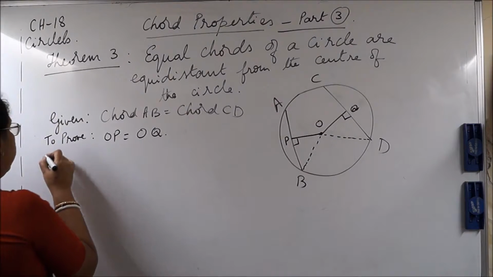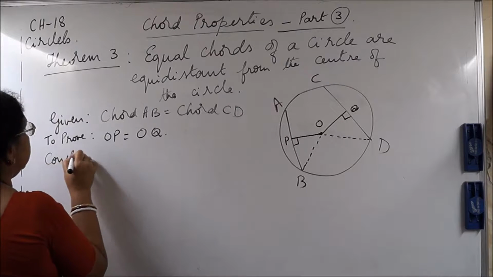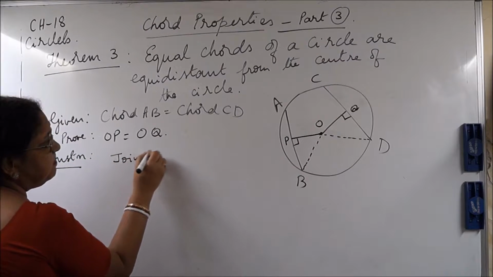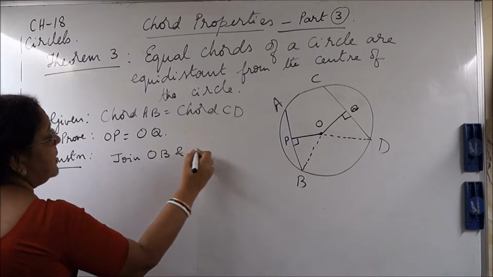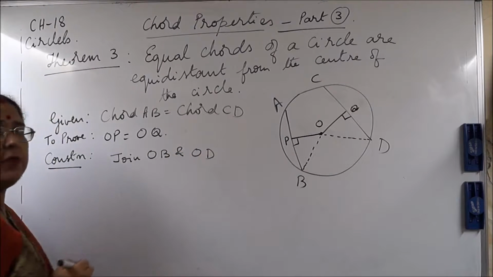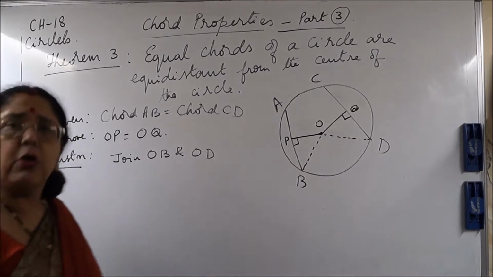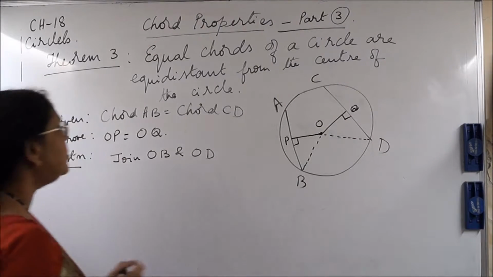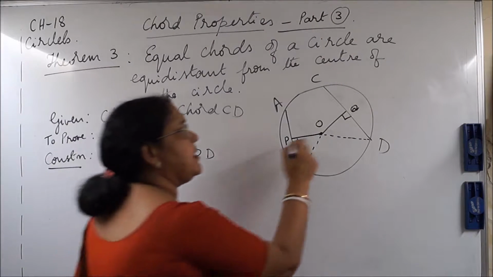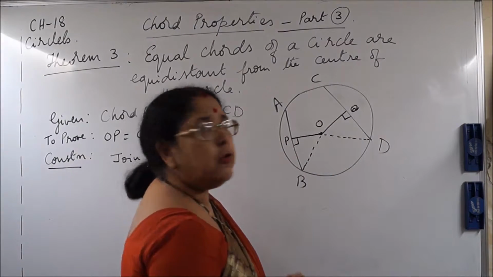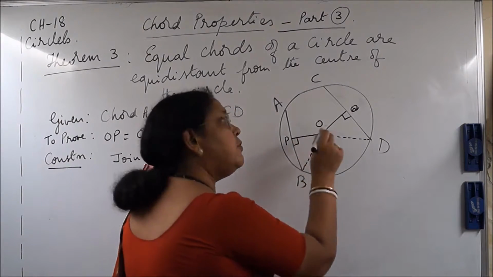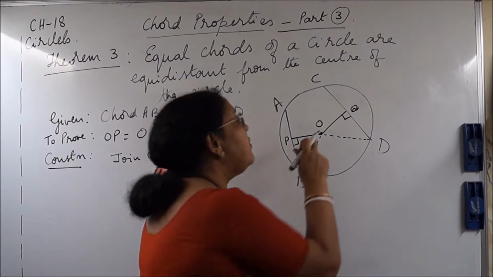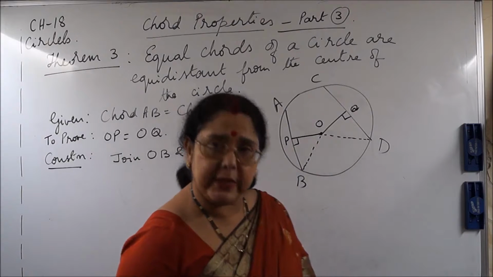Now in order to prove that, we have done some construction, and that construction is to join OB and OD. Whatever we do in construction, you also must do it in dotted lines. Now we have to prove OP is equal to OQ. To prove that, we will consider these two triangles and try to prove them congruent. But before that, we will make use of our previous knowledge.